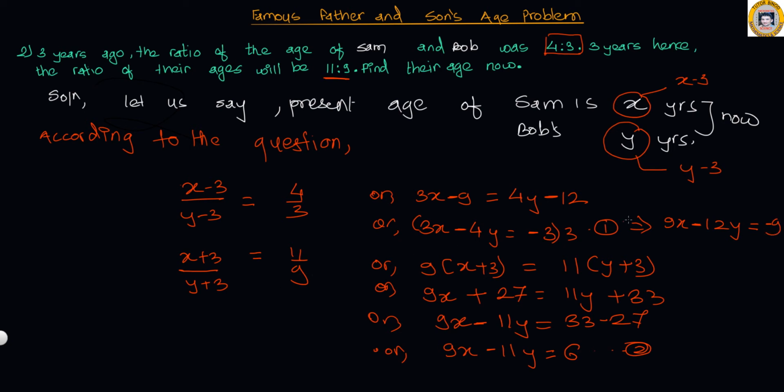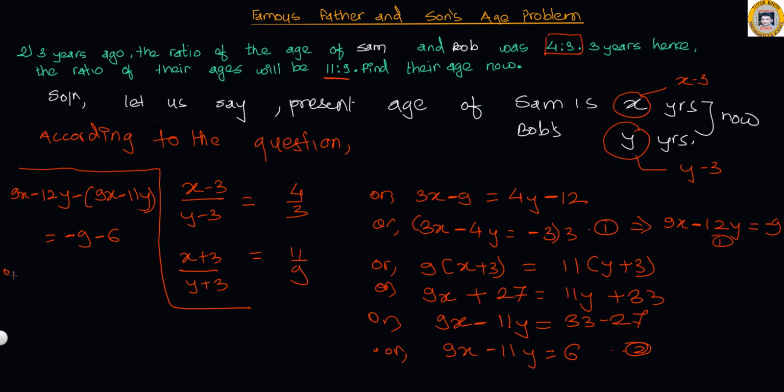So the easier technique in this case would be, let us multiply this by 3, which would give me 3 times 3 would be 9x minus 3 times 4 would be 12y equals 3 times negative 3, which will be negative 9. So on subtracting equation 2 from this equation 1, I would get, let me write it over here, 9x minus 12y minus 9x minus 11y on my left side, whereas my right side will be negative 9 minus 6, because I'm subtracting this from this.